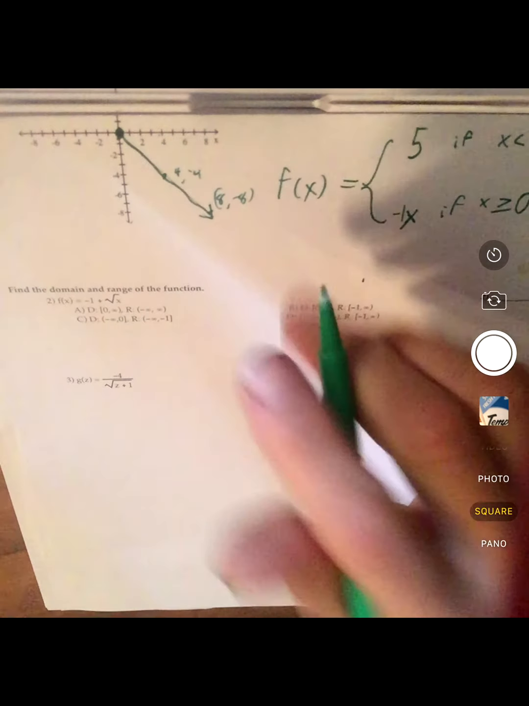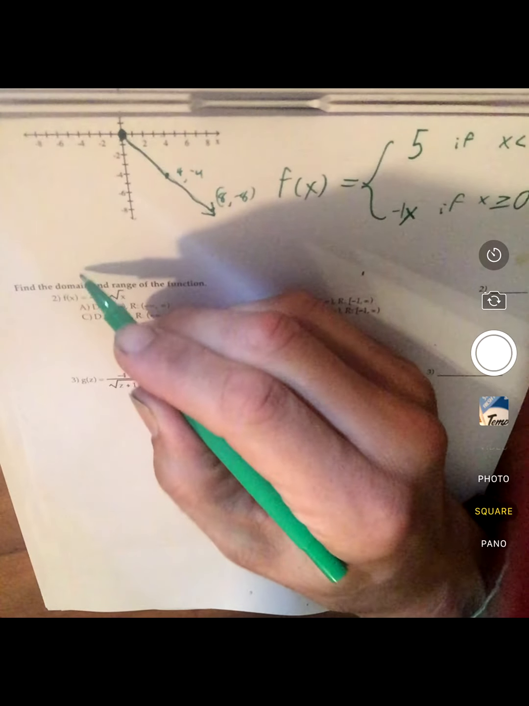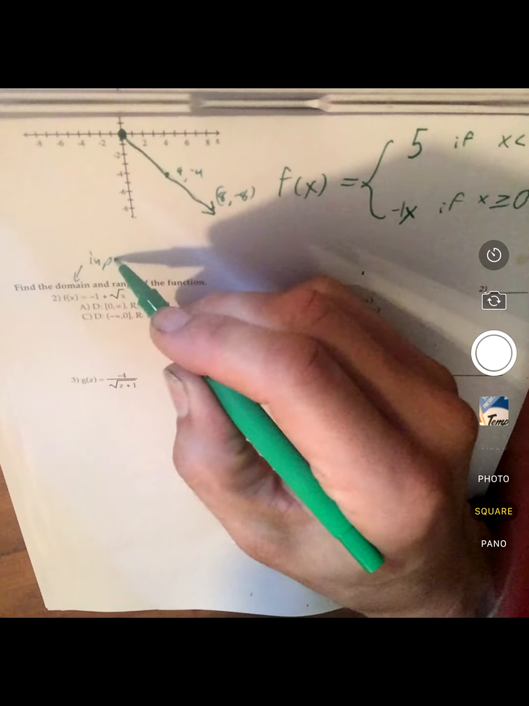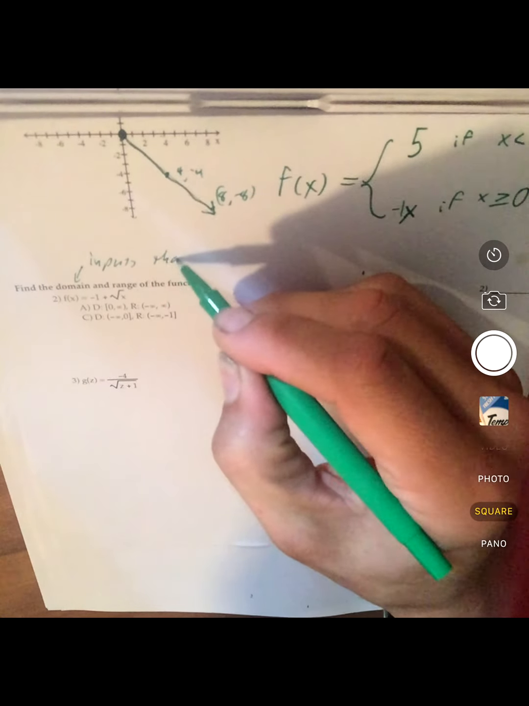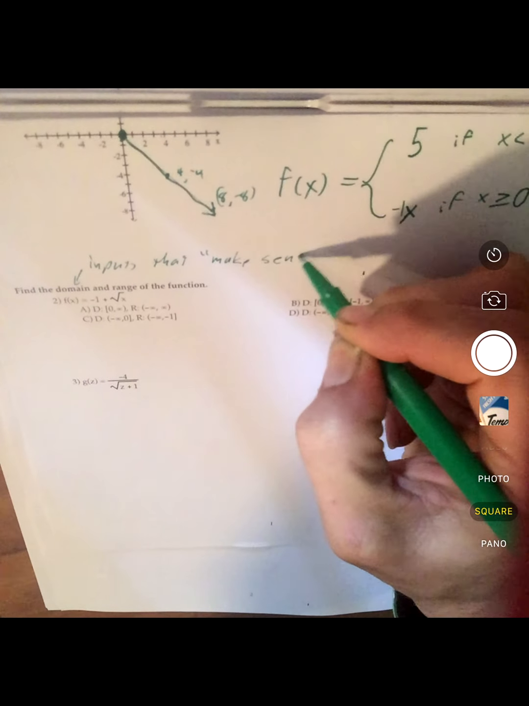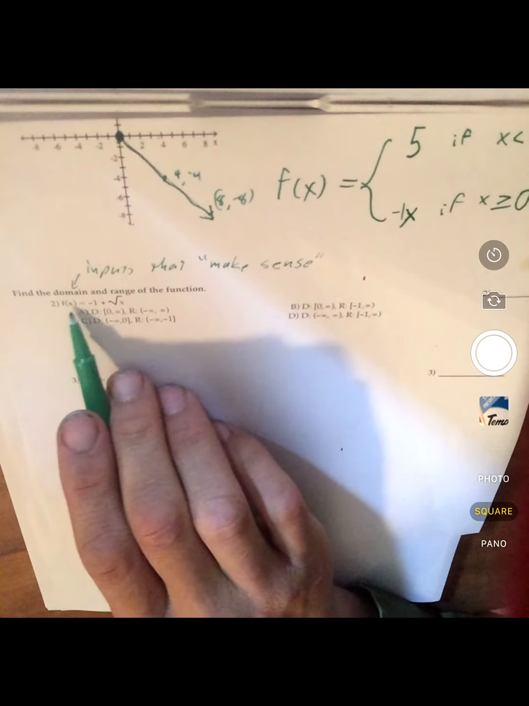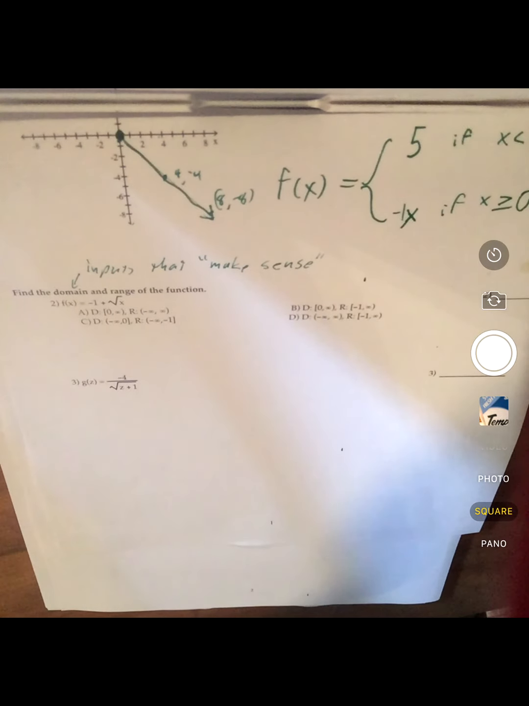Now, domain, of course, is the set of inputs that make sense in a function. Of course, I'm going to put that in quotes because what makes sense in mathematics is kind of a weird idea. But the inputs that make sense here in a function like this, f of x equals -1 plus the square root of x. When you're dealing with real numbers, you can't take the square root of a negative, so that would not make sense. That's one of the things to look for with domain.